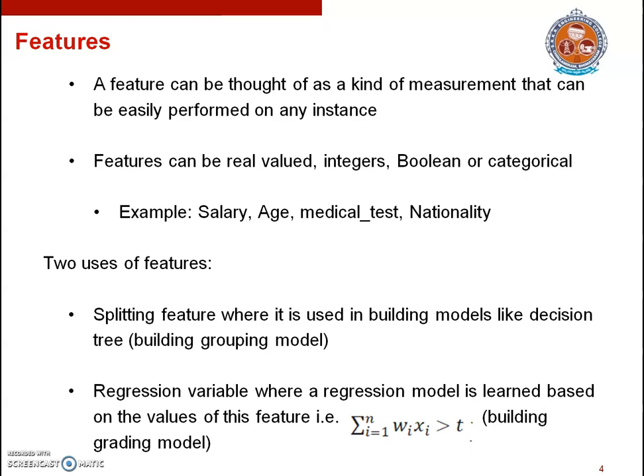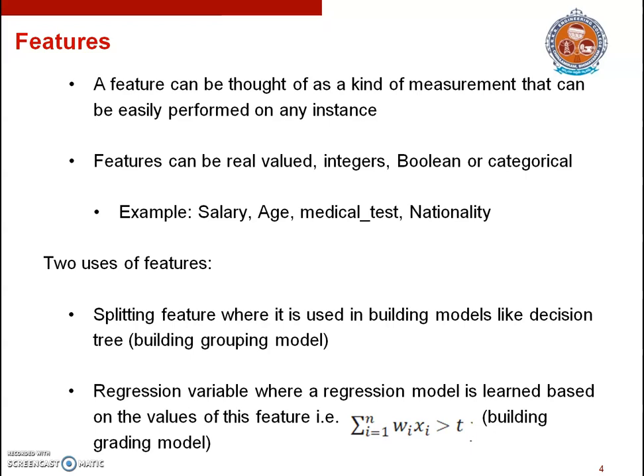What are the uses of features? Features can be used as a splitting variable in construction of grouping models like decision trees, or features can be used in construction of grading models like linear regression model. For example, let f be a feature counting the number of occurrences of the word free iPod in an email, and let x stand for an arbitrary email. Then the condition f of x is equal to 0 selects the emails that do not contain the word free iPod. Then a condition like f of x greater than 0 selects the emails that contain the word free iPod.